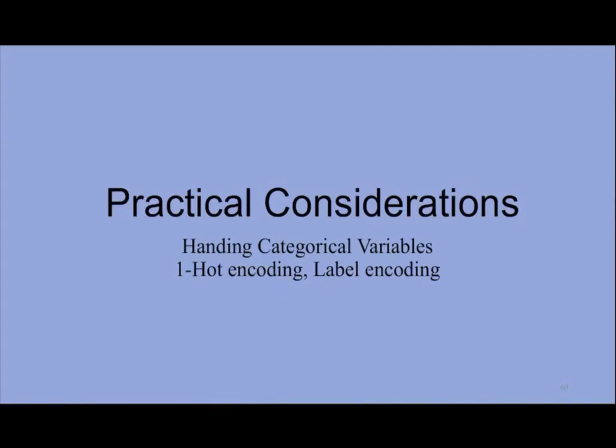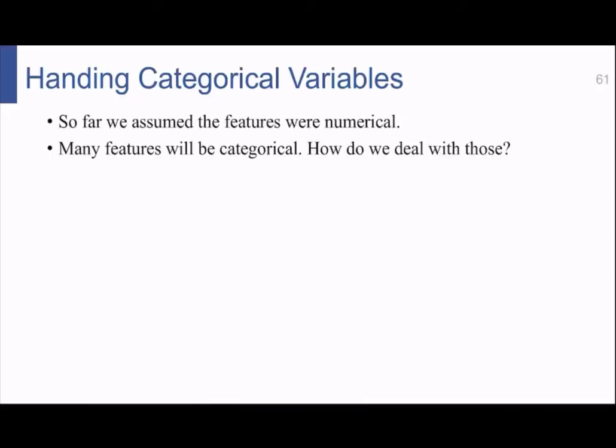Another thing for practical consideration: how to handle categorical variables. Up until now, we assumed that the features that you have, your columns, were numerical. The number of square footage or square meters, the number of bathrooms, the area of the lot. Many features, however, in your datasets are going to be categorical. How do you deal with those?